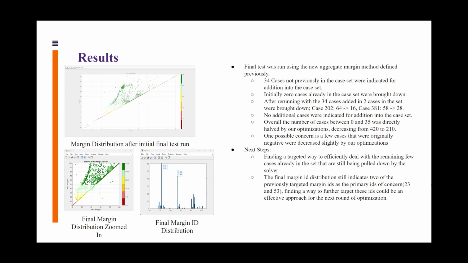A possible concern was that a few cases that were originally negative were decreased further. However, these were ignored in the results we had because, since they were already negative, it's possible that these were just anomalies and not normal data. Our next steps would be to find a targeted way to efficiently deal with the remaining few cases in the set that are still being pulled down, to look at the final margin ID distribution, and to further target these IDs that we see in the margin ID graph on the left here.